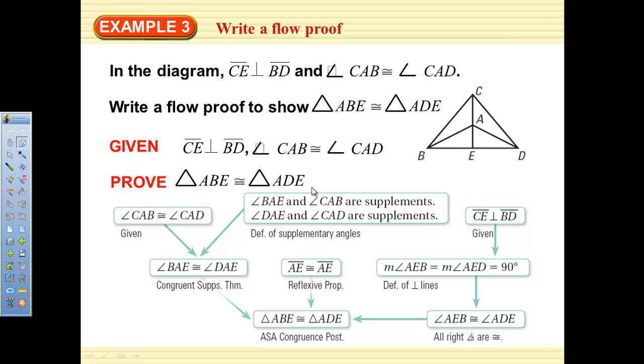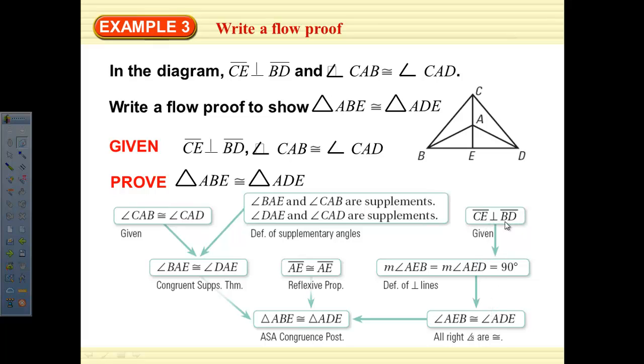And again, this is a flow proof, but what you do is you'd start off with this on your first statement and reason. Your second statement and reason would be this, and your third statement and reason would be this. Then you'd go to your fourth statement and reason, which would be this, and then finally you'd get to your fifth, sixth, and seventh statements and reasons.